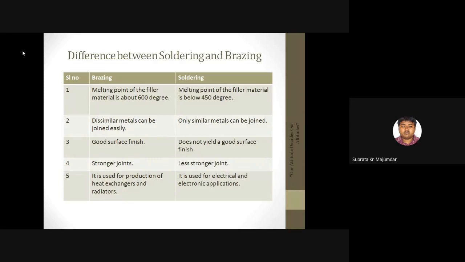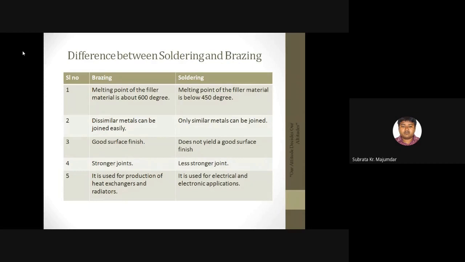And another difference between soldering and brazing: an example of a common brazed metal is pure aluminium. And for soldering, a common example of the soldered material is lead.